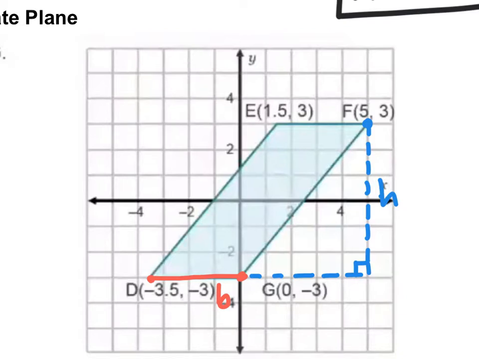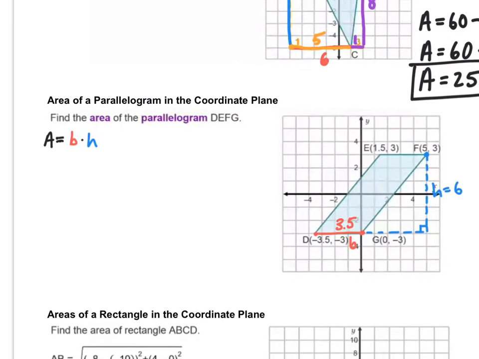All right, so what I know is that this point here is negative 3.5, and this point here is 0. So I realize that this is a length of 3.5, and that's it. All right, and then I know this is a y value of 3, this is a y value of negative 3, so my height is going to be a value of 6. Okay, and that's all I'm doing. Just identify those lengths, we can just plug and chug.